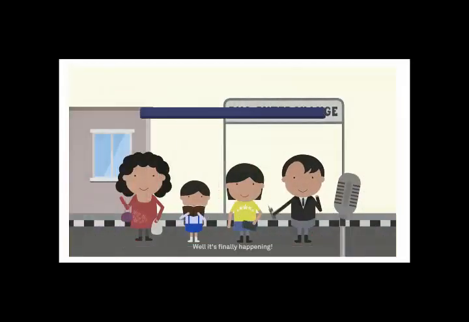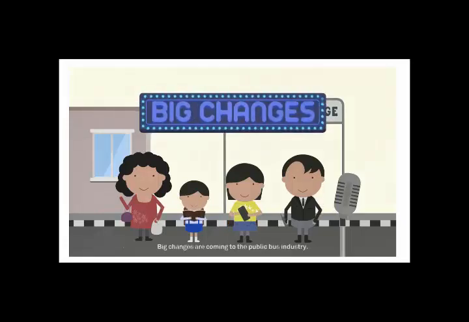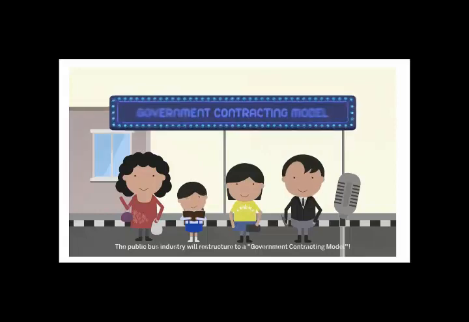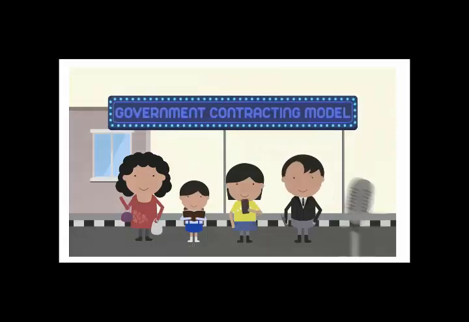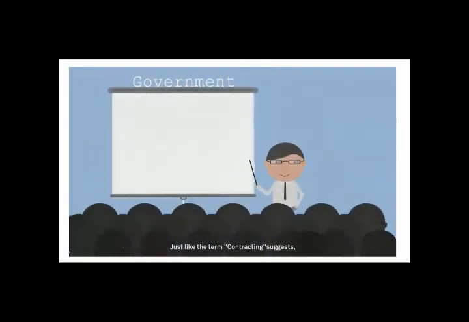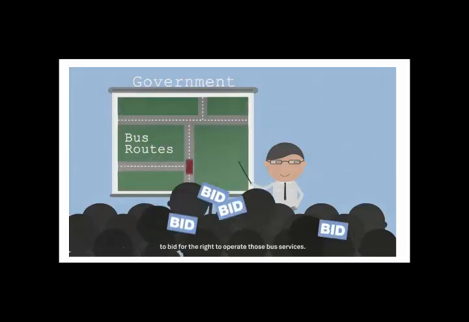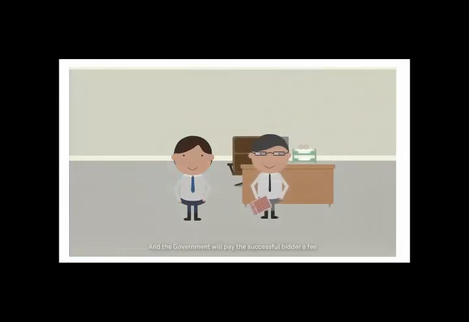Well, it's finally happening. Big changes are coming to the public bus industry. The public bus industry will restructure to a government contracting model. What is that? Just like the term contracting suggests, it simply means the government will put up bus routes for interested parties to bid for the right to operate those bus services. And the government will pay the successful bidder a fee to operate and maintain those bus services.